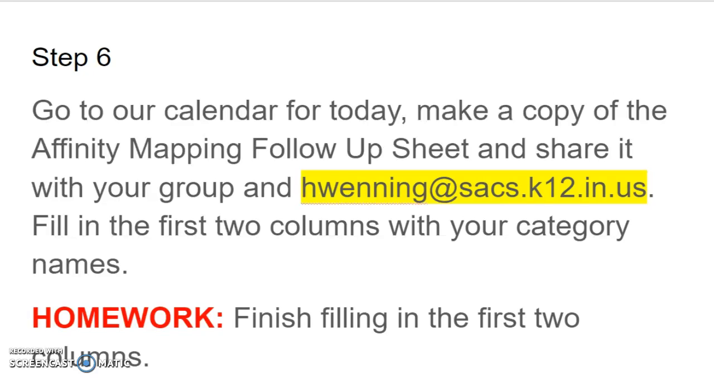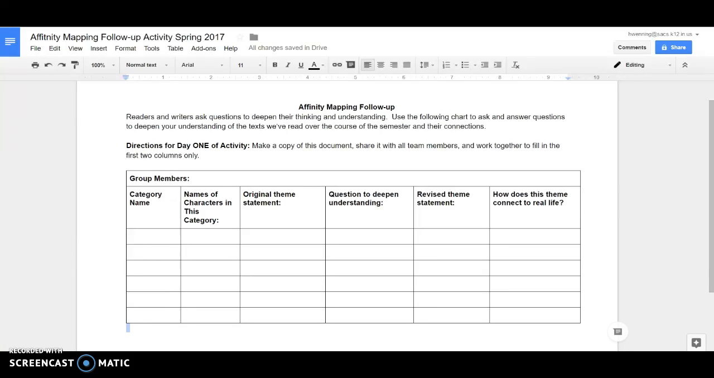And you are going to share it with your group and with me at hwenning@sacs.k12.in.us. You're going to fill in the first 2 columns with your category names. And then your homework, if you do not get that finished, is to finish filling in the first 2 columns. As a group, you can collaborate on how to get that done on Google Docs for tomorrow. So I'll give you an example of what this paper looks like and what that might look like in the first 2 columns.